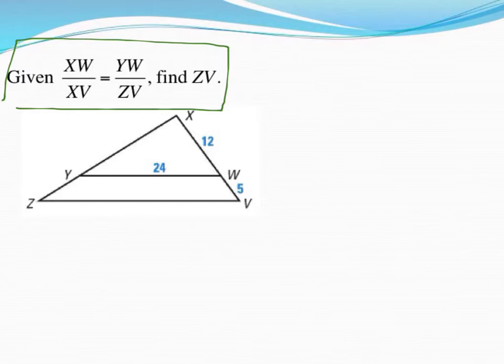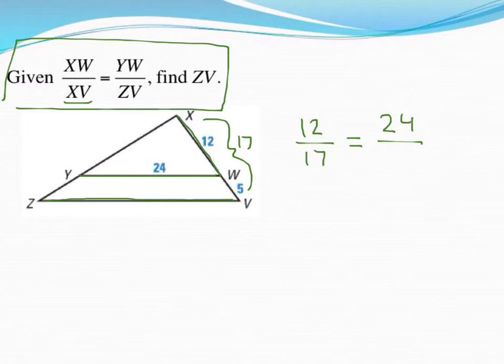So they tell us that piece XW, which I know that piece is 12. And the ratio, the comparison to side XV, which I don't know, but if I add those two pieces together, I can see that XV is just going to be 17. So that's what I mean by sometimes we'll have to add or subtract, in some cases, pieces together. I'm going to put that equal to side YW, which is this side down here. Again, I know what that piece is, that's 24, over side ZV, which is this side down here. I don't know it, so I'm going to call that x, even though there's already an x in the diagram. I'm going to call that x for my missing side.